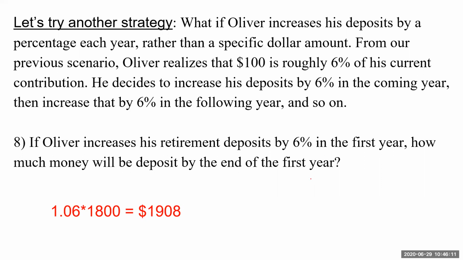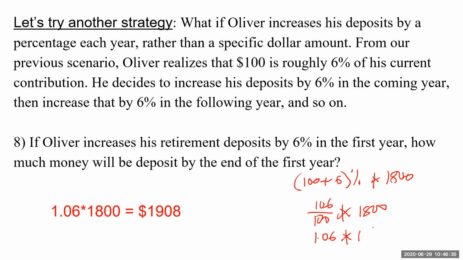$19.08. And this is how this happened. Because that is an increase, what do you have to do? You have to add that to 100. Is that okay? And you multiply by the initial deposit. So this becomes 106 over 100 multiplied by 1800. And that is why we have 1.06 multiplying 1800, and that comes out as 1908. Is that okay? So that is at the end of the first year.